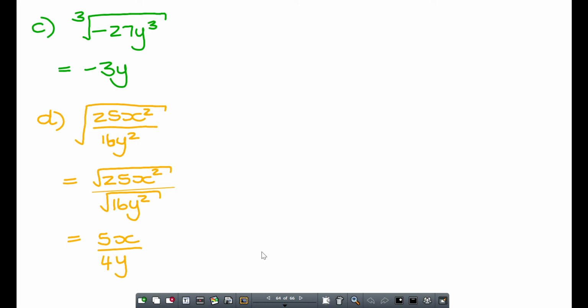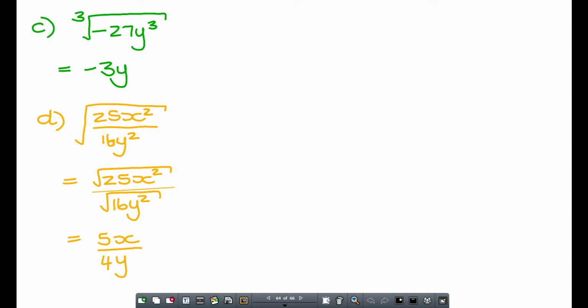Any questions? Yeah. If it's the cube root of negative 27y cubed, wouldn't it just be negative 27y? No, remember that cube only applies to the y. So that's why, for that one, the cube root cancels it out. So that's why I only have y left. But the minus 27 is like cube root of minus 27. Okay. You fine with that? Yeah.